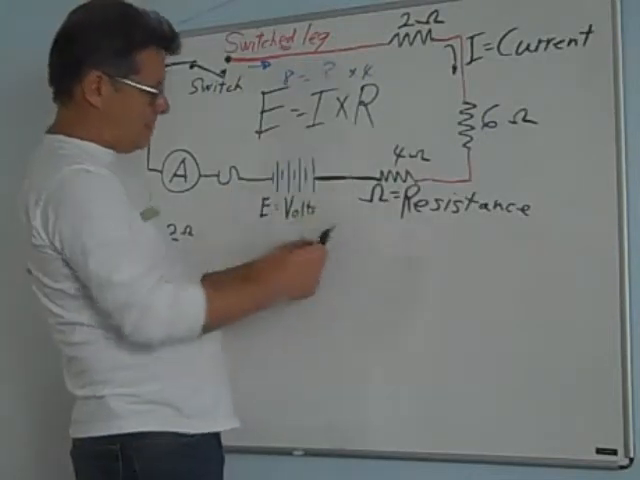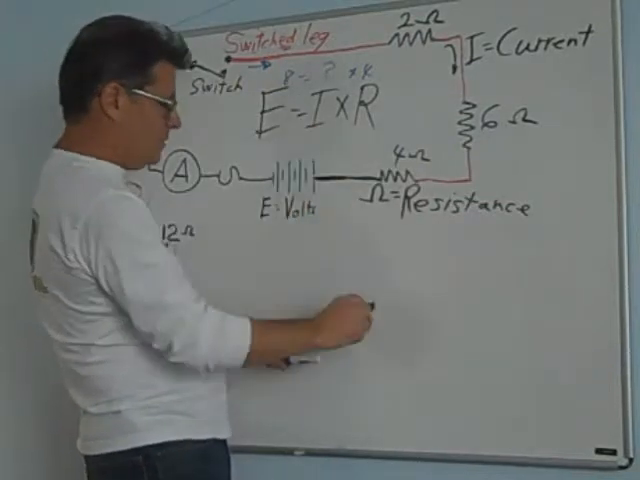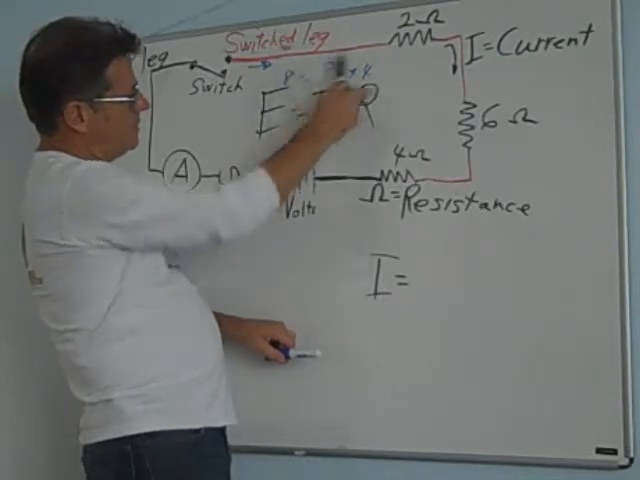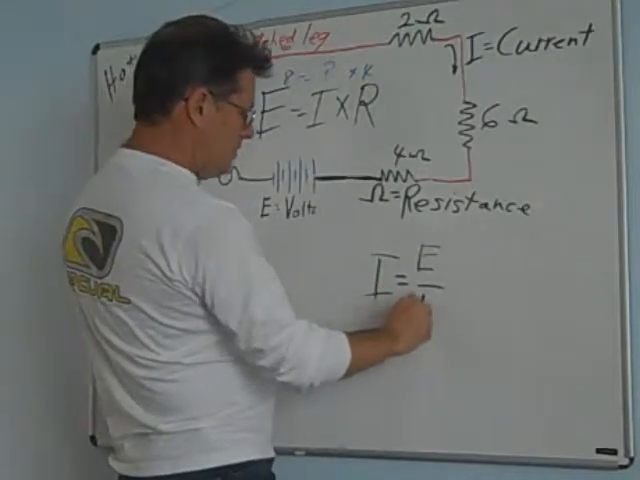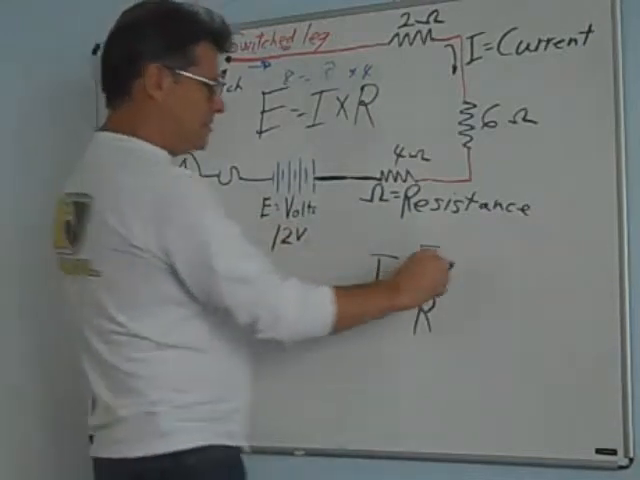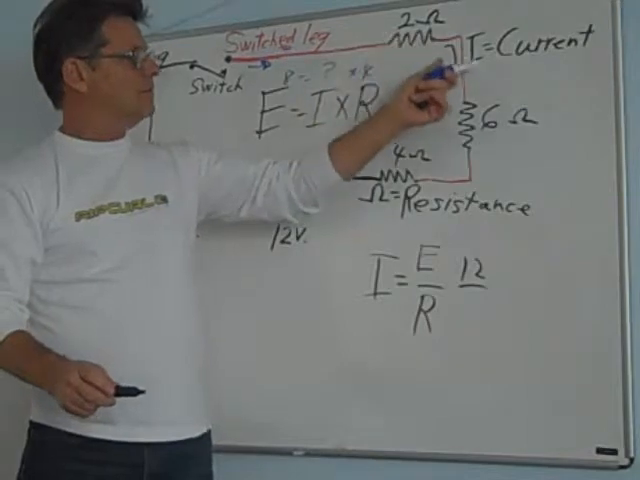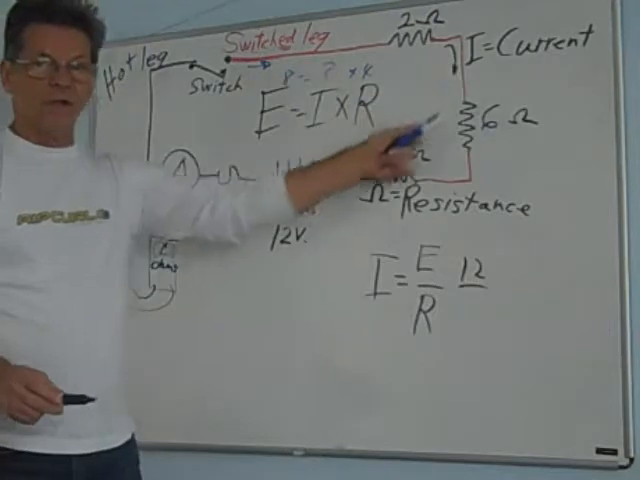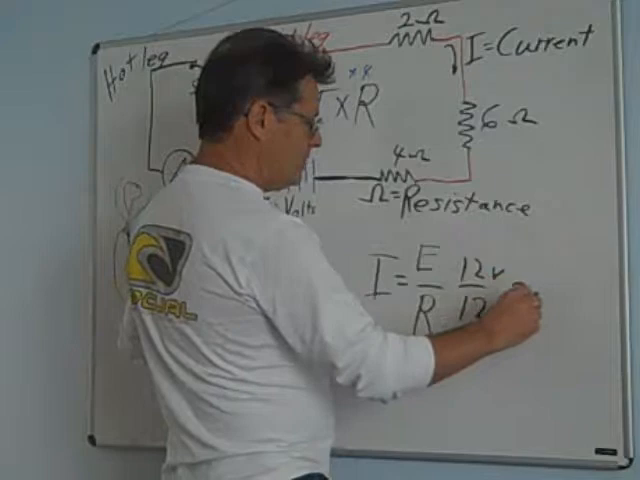So now our resistance is going to be, go back to our formula for a minute. If we don't know the current, we're going to go like I equals what? E over R, right? So E, which is our voltage. Let's say we have a 12 volt battery. So that's 12 volts. And our R is all of the resistance along this path. 2 plus 6, that's 8, plus 4. That's 12 ohms of resistance along this series path. So 12 volts over 12 ohms equals 1 amp.